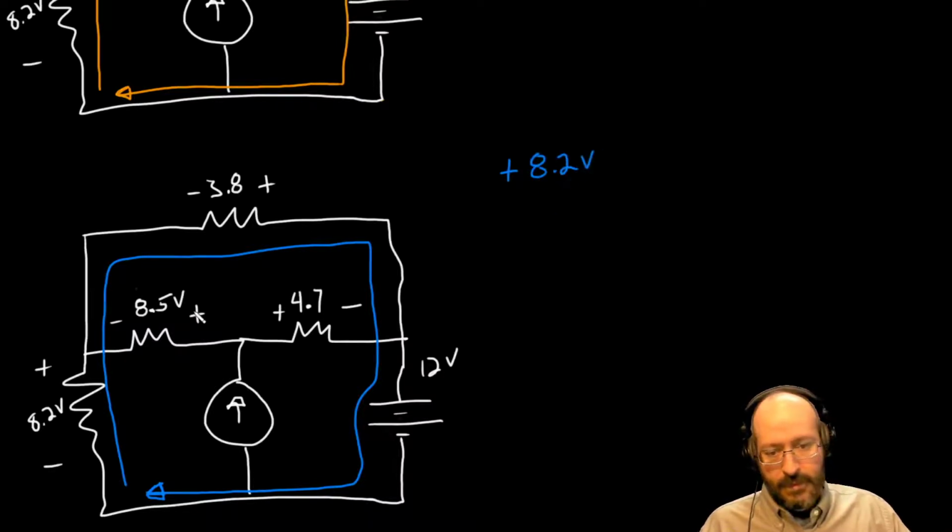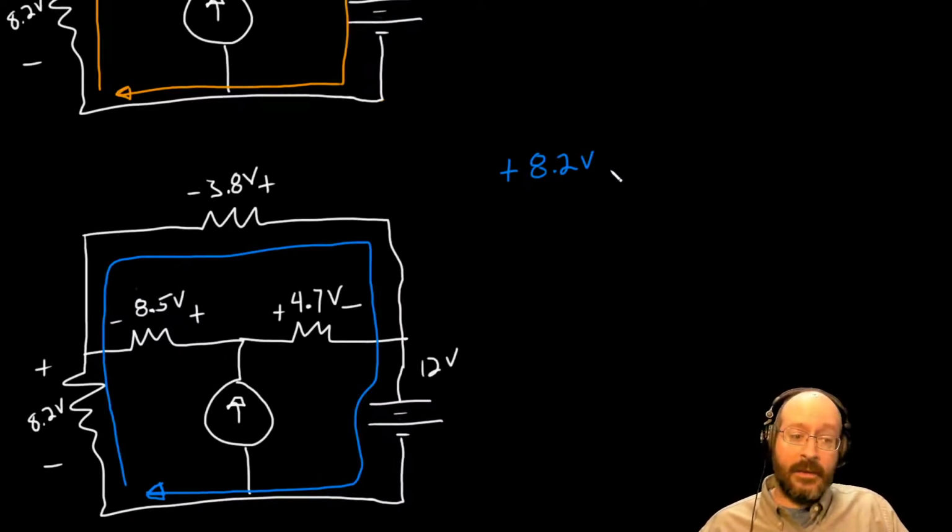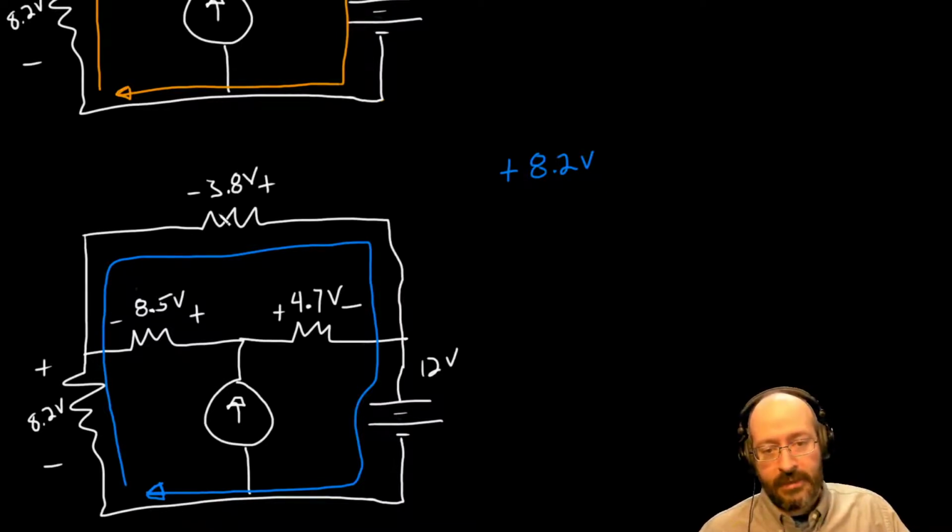8.2 volts. And now I'm at this node. I'm moving to the right, and it's negative to positive, and I lost my unit there. Look at that. Must have copied it before I wrote those. And so I'm moving from left to right, so I'm going from negative to positive, so it's going to be a voltage rise, and it's plus 3.8 volts.